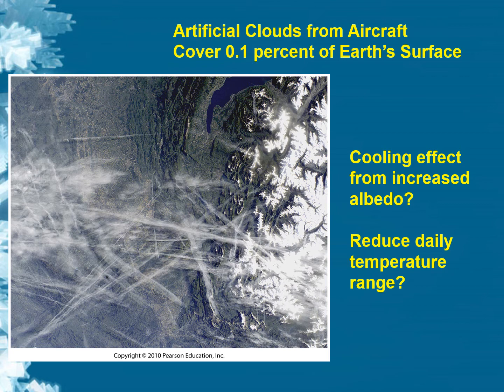So on average, they're going to cover about 0.1% of Earth's surface. So might we get a slight cooling effect from the increased albedo, meaning that if you have a lot of contrails present, you're going to reflect some of that incoming solar radiation, and it might perhaps reduce the daily temperature range. Is this the answer to climate change? No.